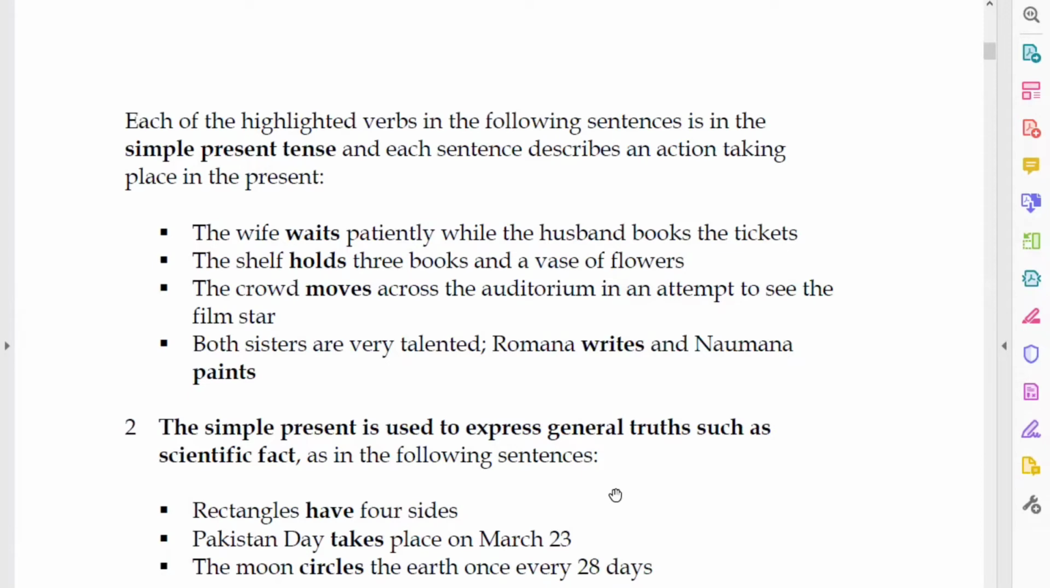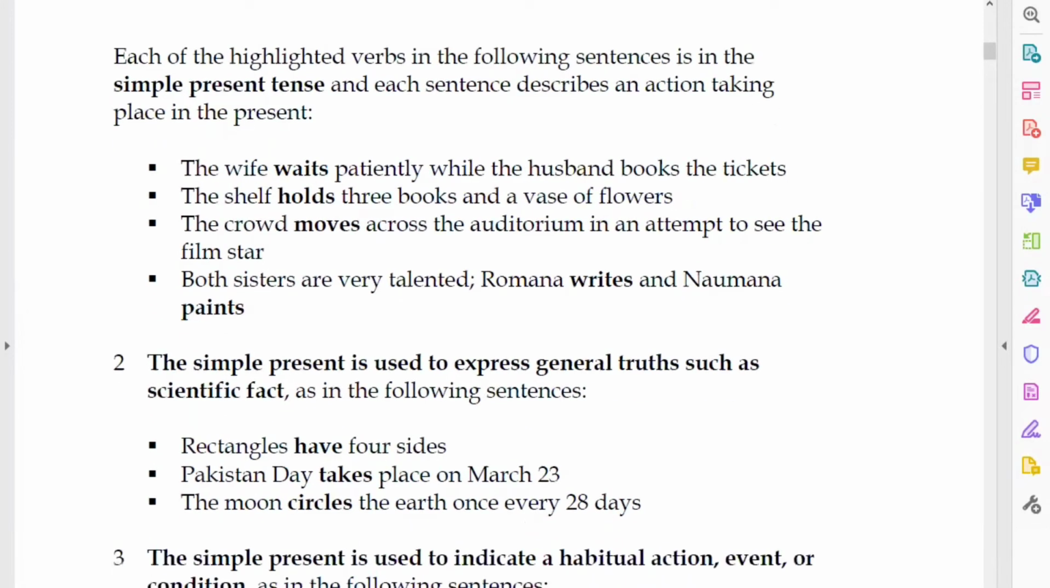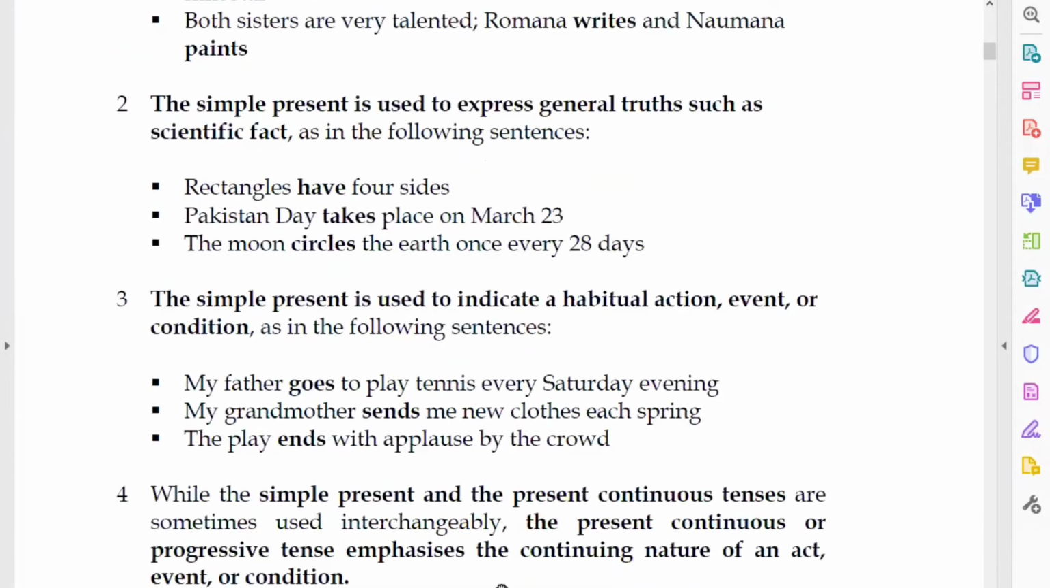Then the simple present is used to express general truths such as scientific facts. For example, rectangles have four sides, right? The sun is supposedly round. The moon circles the earth once every 28 days. These are universal truths and they are not going to change. That is why we are going to express them in present tense.